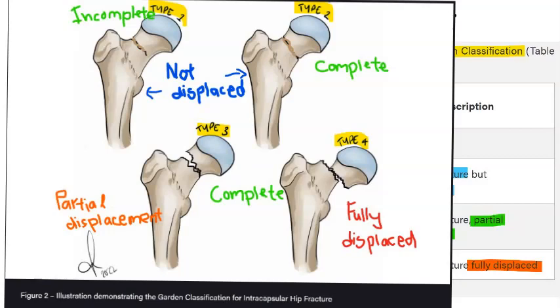If not, this figure illustrates more about Garden. For Type 1 and Type 2 again, the fracture is not displaced, but Type 1 is an incomplete fracture, while Type 2 is a complete fracture. Type 3 and Type 4 are complete fractures, but Type 3 is partial displacement, whereas Type 4 is a fully displaced fracture.